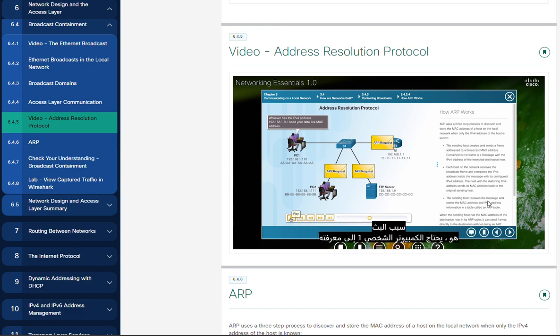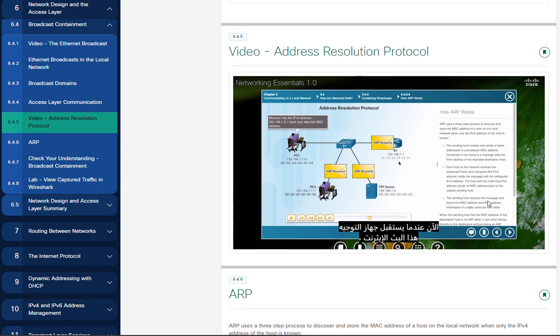The reason for the broadcast is PC1 needs to know who on this network has the IPv4 address 192.168.1.9. It's saying, hey, everybody on my network, whoever has 192.168.1.9 as your IPv4 address, please reply back to me with your MAC address. So this ARP request goes out to every device on the network, including the router.